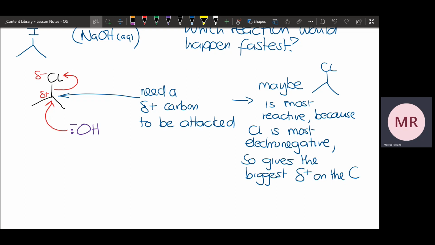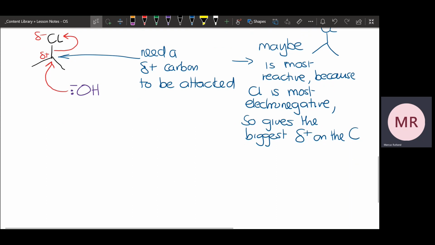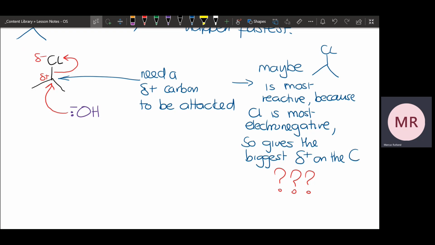Electronegativity increases up the group. So we would expect that bond to be the most polar with C-Cl, the biggest delta plus on the carbon, and hence it's the most open to attack by the hydroxide ion. However, that's not the only factor.